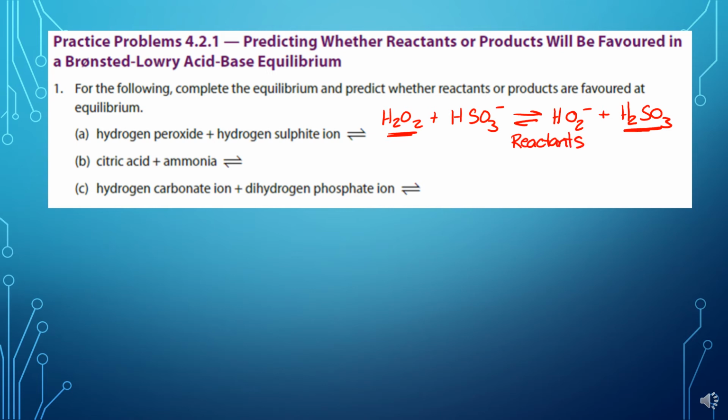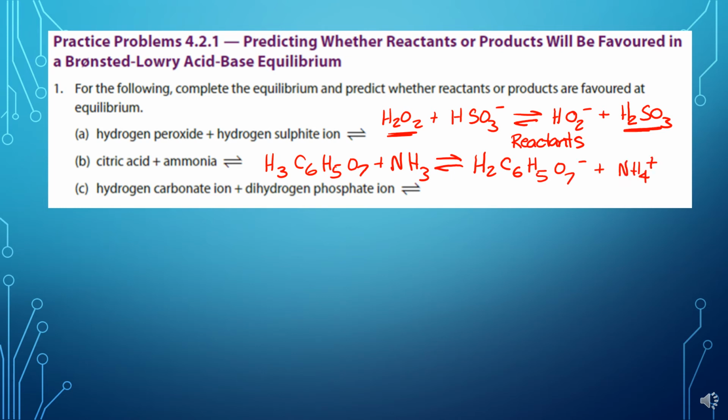Next one, we've got citric acid and ammonia. So I've got H3C6H5O7 plus NH3. And with this one, again, we've got one that can only act as an acid, one that can only act as a base. So I'm going to have H2C6H5O7 minus and NH4 plus. I'm going to compare the two acids. So I've got this one here and this one there. And in this particular one, the H3C6H5O7 is the stronger one. It's going to push it to the right-hand side, and my products are going to be favored.